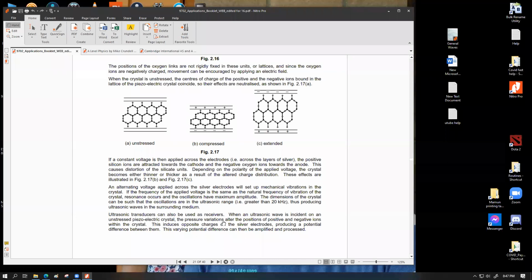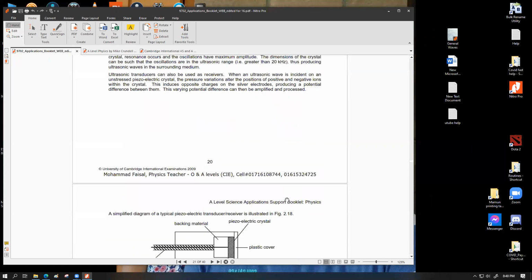Here comes the part that I discussed. When an ultrasonic wave is incident on an unstressed piezoelectric crystal, the pressure variations alter the positions of the positive and negative ions within the crystal. This induces opposite charges on the silver electrodes, producing a potential difference between them. The potential difference can then be amplified and processed.